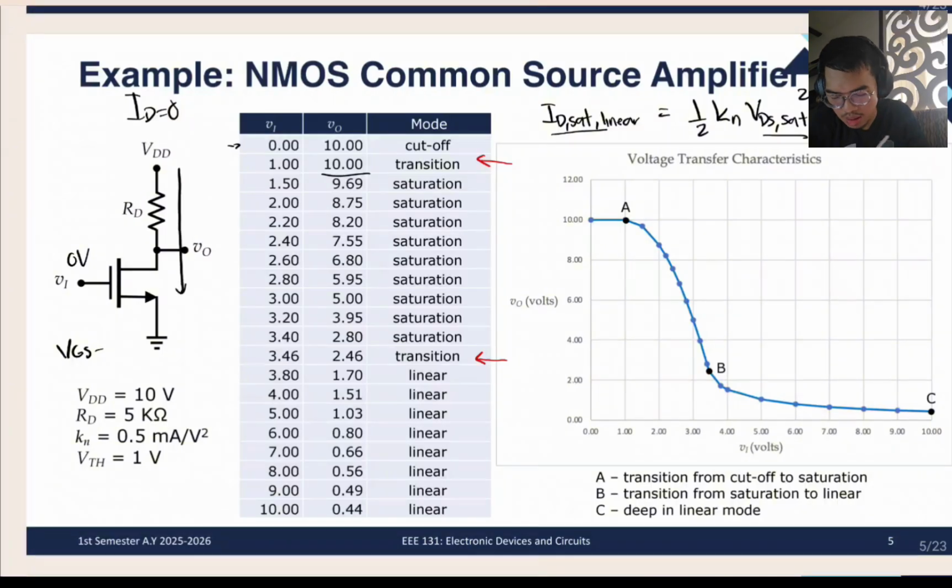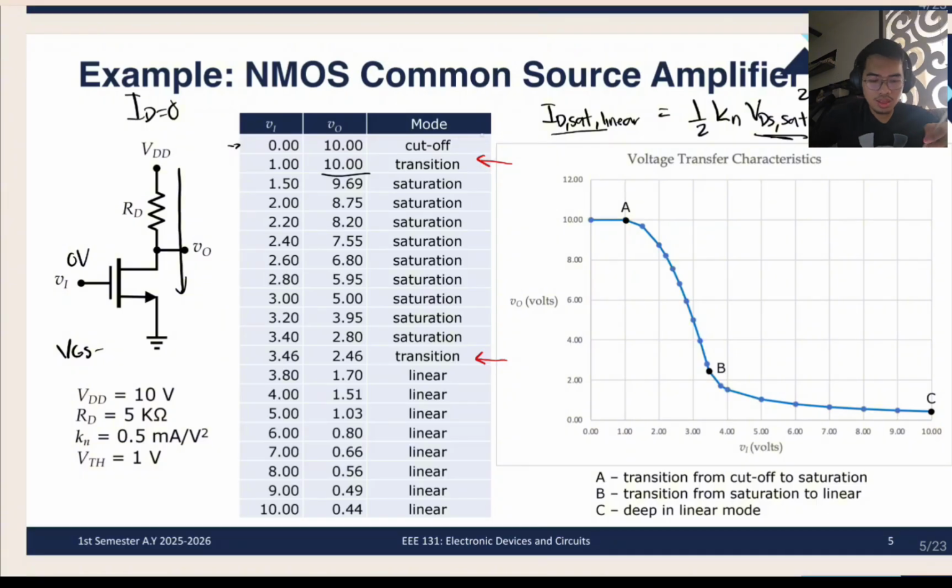The other equation for you to solve this is the KVL from your source down to your drain. From the drain to the source, you just apply KVL and you apply this condition. From there, you can solve your VDS. Then once you solve VDS, you can solve for the IDS at that transition. And lastly, you can solve for the output at that transition level.